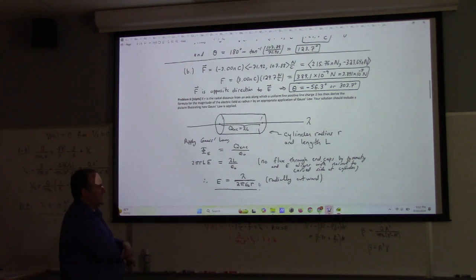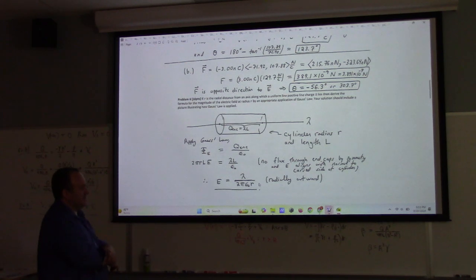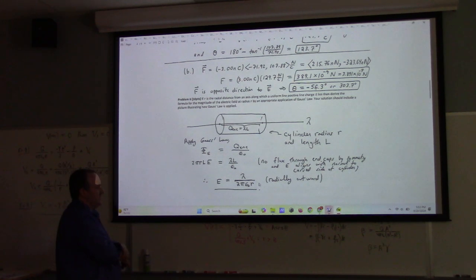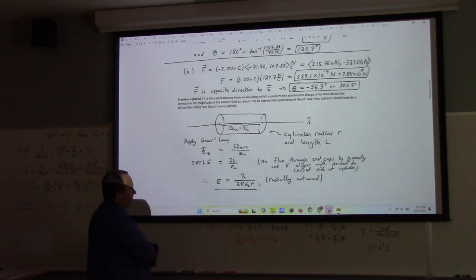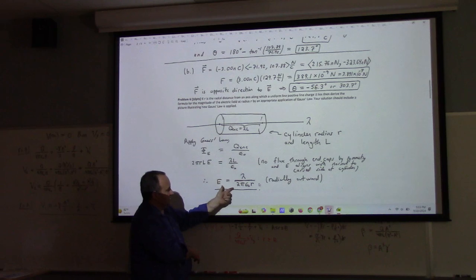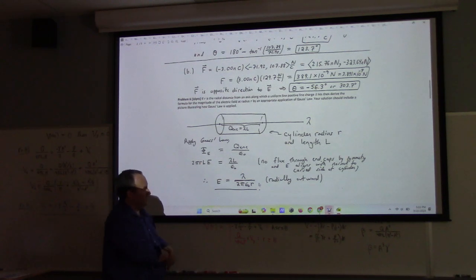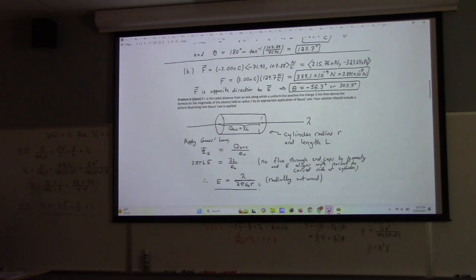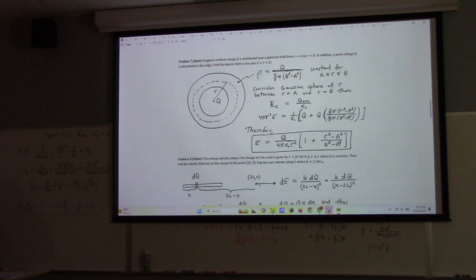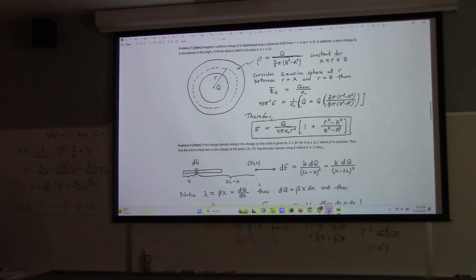It really shouldn't. A lot of you had that still floating around in your answer, which means something went wrong. Anyway, do the math, you get lambda over 2 pi epsilon naught r, and that's the formula for the electric field of a very long line charge, which we have seen a few times now. That was problem 6, I think.